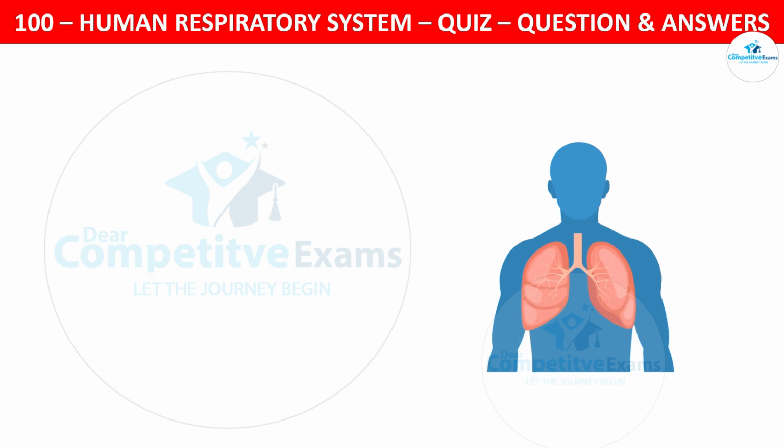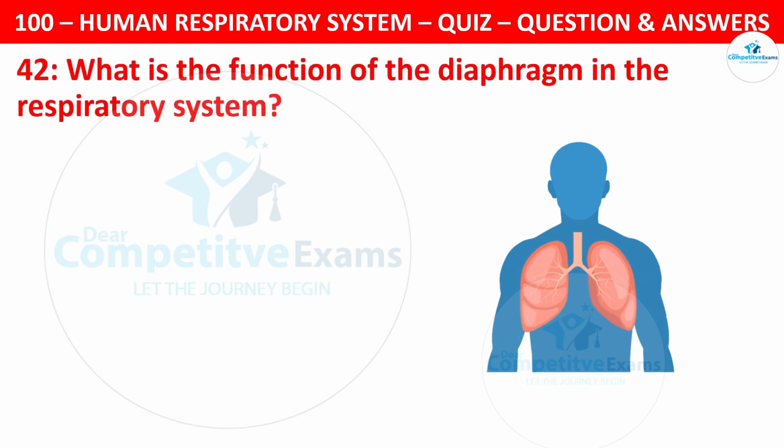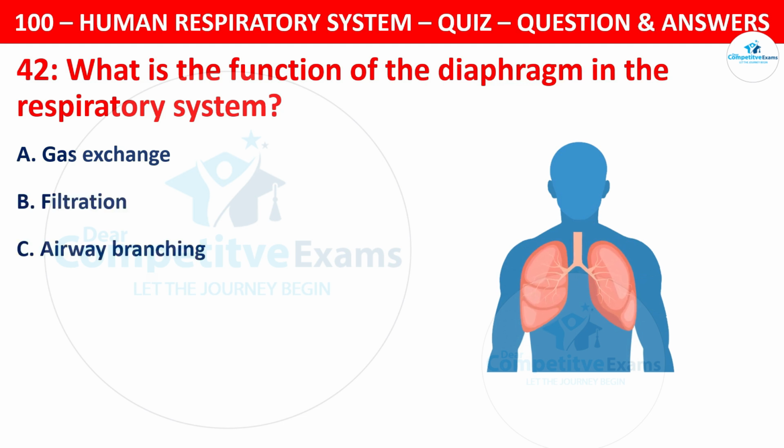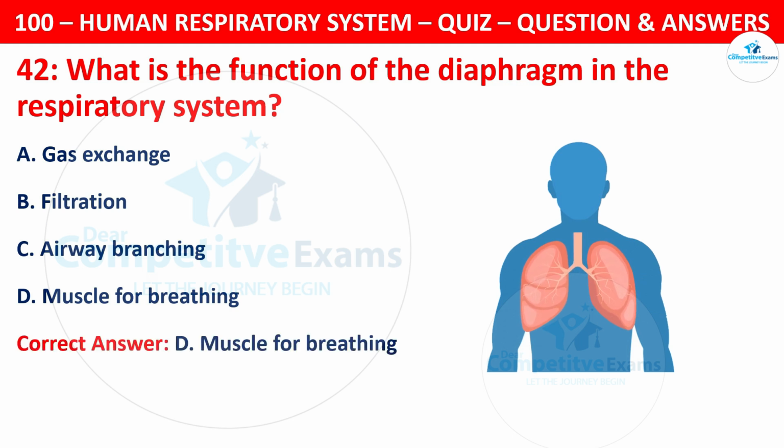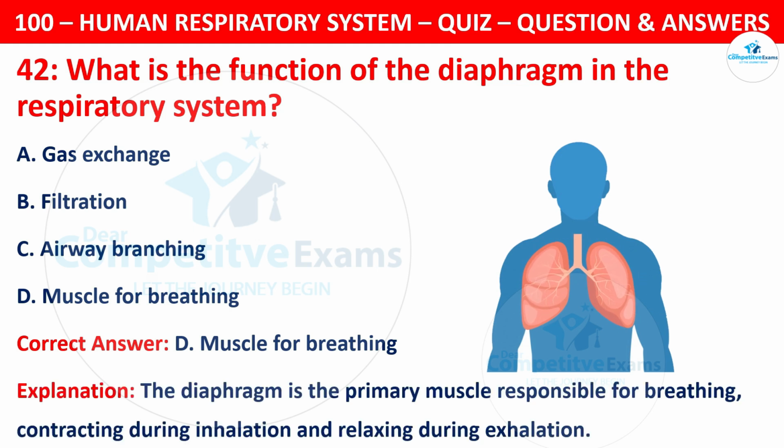Question number 42. What is the function of the diaphragm in the respiratory system? Your options are gas exchange, filtration, airway bracing, or muscle for breathing. The correct answer is D, that is muscle for breathing. The diaphragm is the primary muscle responsible for breathing, contracting during inhalation and relaxing during exhalation.